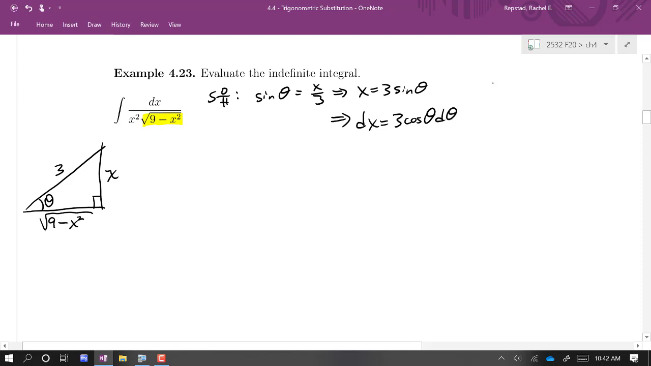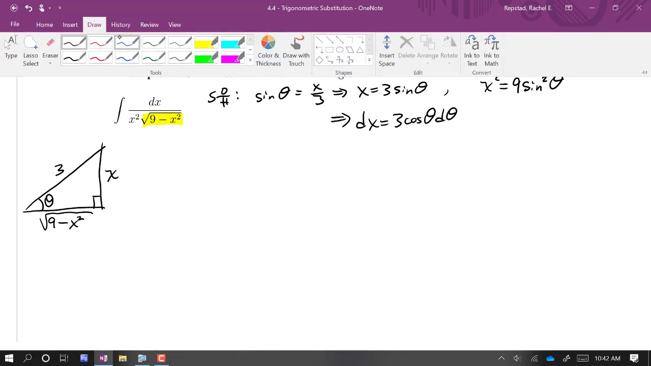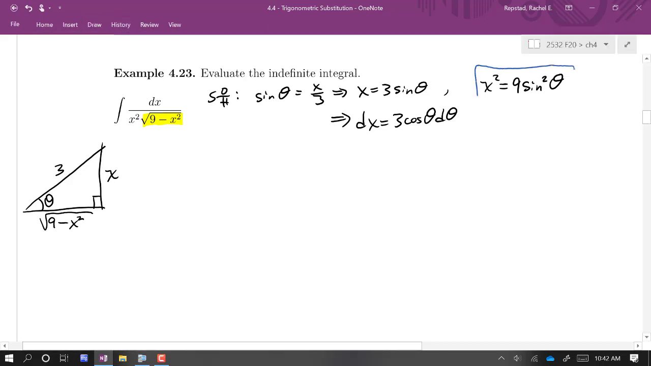And we know that x squared, if I just square the expression x equals 3 sine theta, is 9 sine squared theta. Alright, so I've got my substitution for x squared, I've got my substitution for dx.